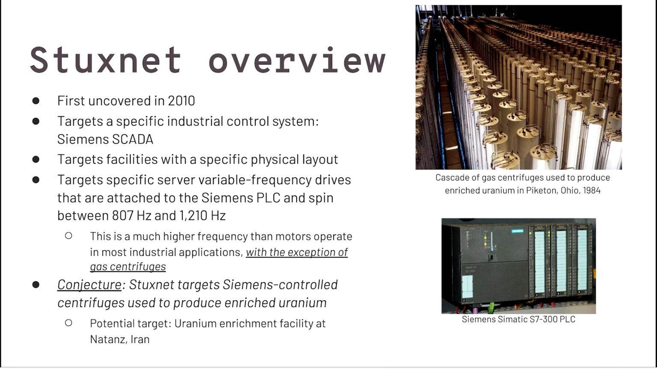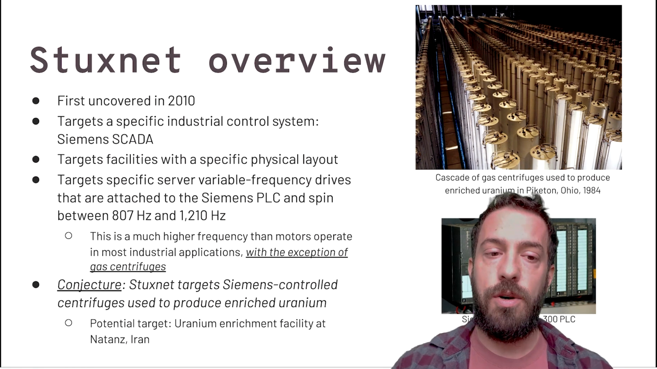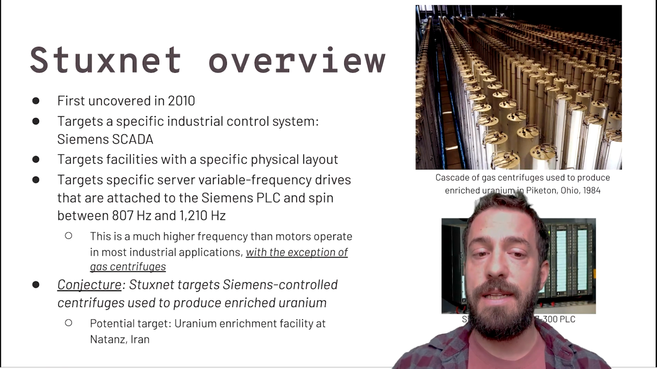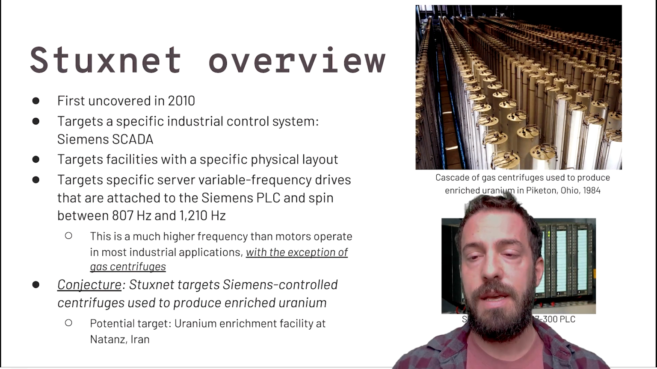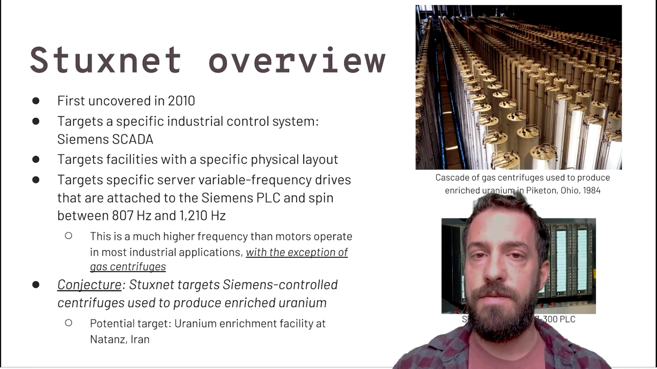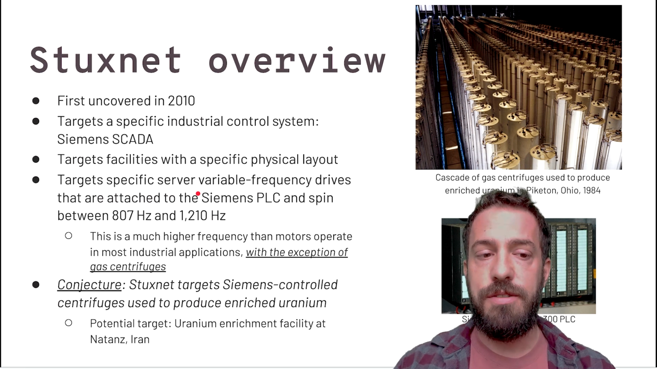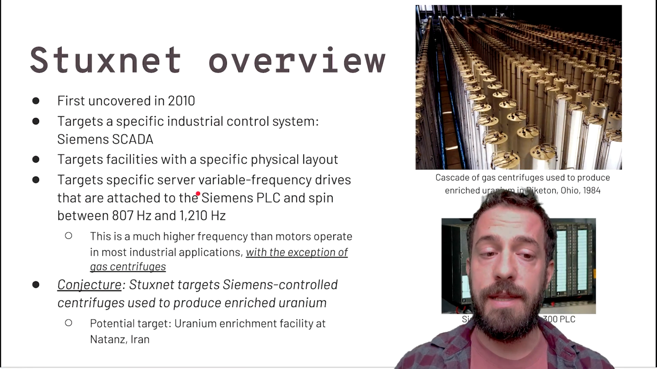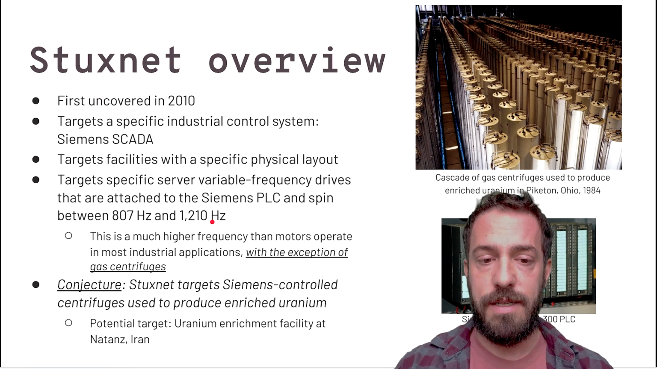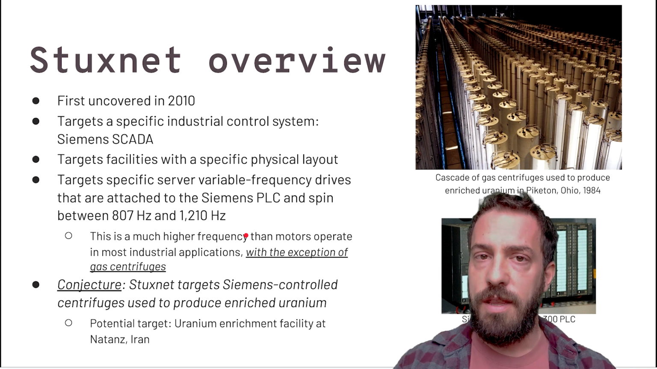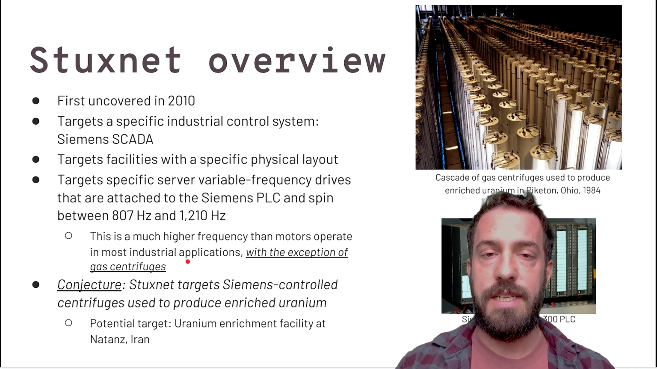What is exactly Stuxnet, as a reminder? Stuxnet was first uncovered in 2010 and it targeted a very specific industrial control system, a Siemens SCADA system. It had checks in its code that ensured it only affected facilities with a very specific physical layout, and that was an indication that the attack was very, very targeted. It also targeted specific variable frequency drives attached to Siemens PLCs that operate at a specific frequency range, from 807 Hz to 1210 Hz. Typically, those motors wouldn't operate in those frequencies. The only exception would be gas centrifuges.